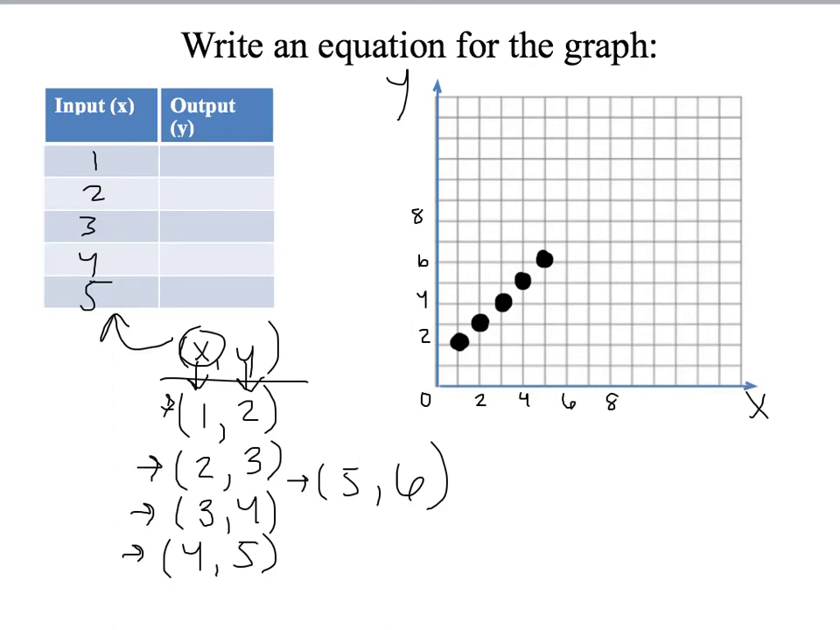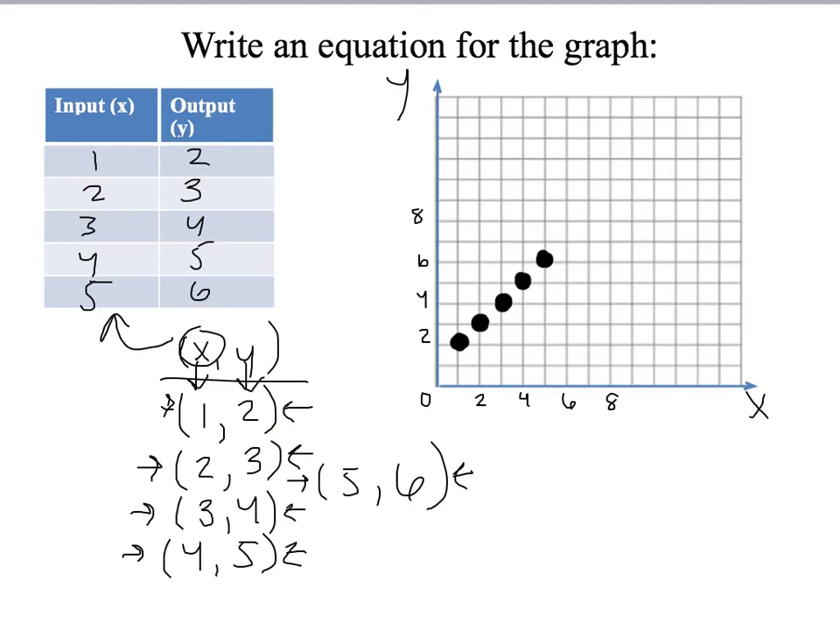Now we want to go ahead and find all of the y values. So on this side, 1 is paired with 2, so we put a 2 here. 2 is paired with 3. Our next ones are 4, 5, and 6. And always go back and double check to make sure your ordered pairs look the same. So the last one is 5, 6, then 4, 5, 3, 4, 2, 3, and 1, 2.